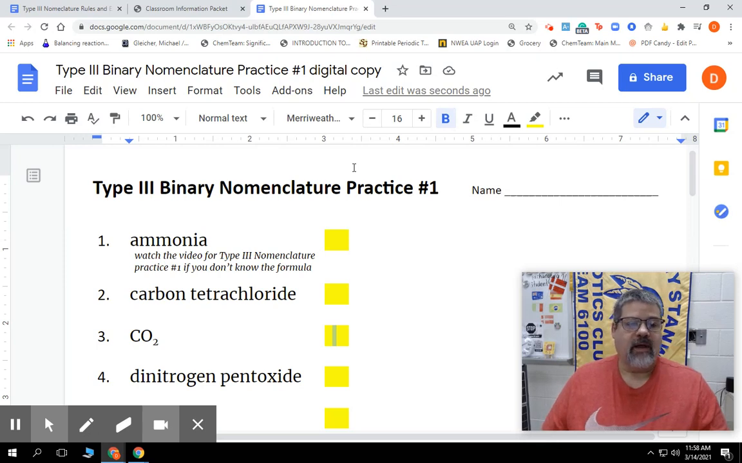Hey guys, today we're going to go ahead and work on practice sheet number 1, problem number 3 of our type 3 binary nomenclature. So far, hopefully it's been going pretty good. I think that you guys are starting to understand, and I think you'll understand pretty easily with this one right here too. So in this one, we have our problem number 3.